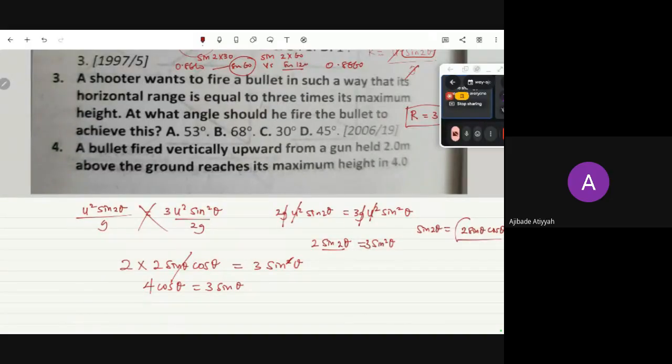Now let's put the numbers together. Divide here by 3, divided by cos theta. So this cancels this. So I have 4 over 3 equals sine theta over cos theta. Now, sine theta over cos theta in trigonometry ratio is tan. So I have 4 over 3 equals tan theta.